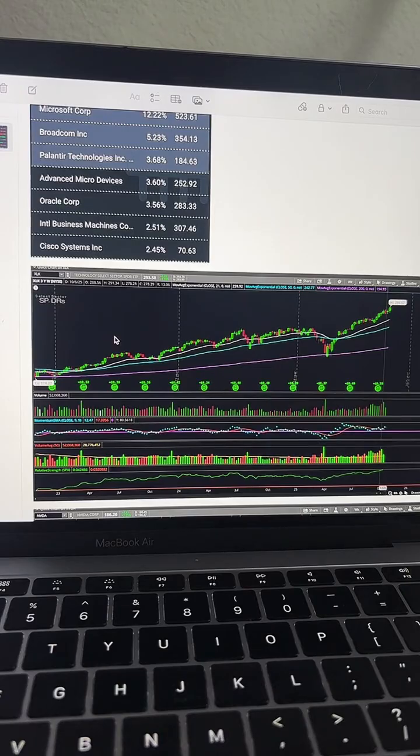Because, I mean, you would want to trade something you're familiar with, right? Like, I know how Palantir moves. I know most of its levels, its support and resistance. I know how much it can move in a day. And, yeah, so that would be why I picked those over the other ones.